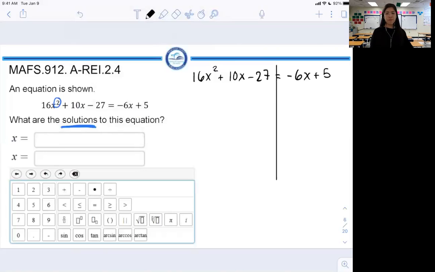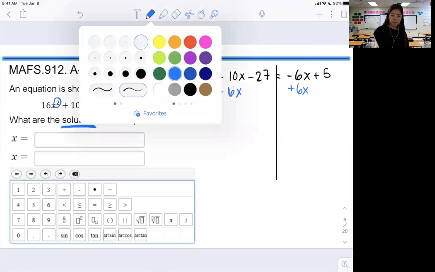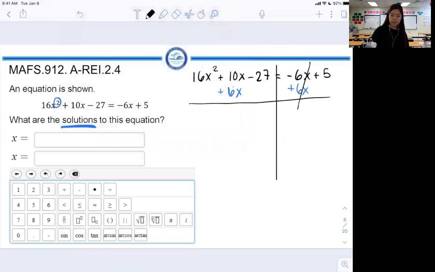The negative 6x to the left side and the 5 too. Yeah, both the negative 6x as well as the 5. So I can add 6x on both sides. 10 plus 6 is 16. And then the 5 as well.